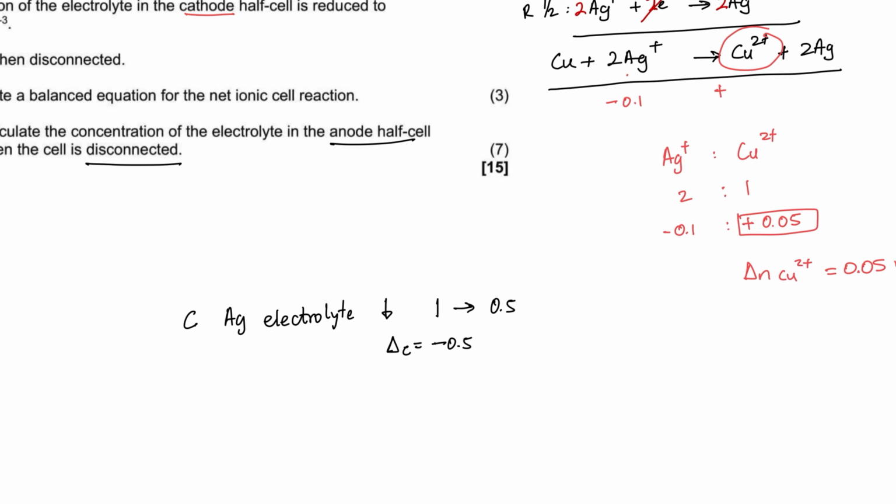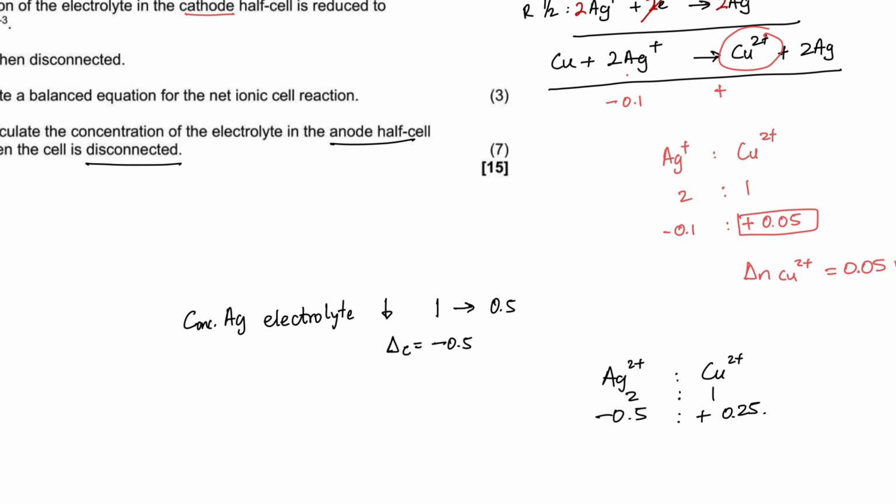Then, because the volume on both sides is the same, and because the starting concentration for both of them was the same, the delta for the concentration of the Cu2+ is going to be in proportion. So what am I saying? I'm saying what we can do is we can do a concentration ratio. So the Ag+ to the Cu2+, this decreased by 0.5. So the ratio is 2 to 1. That means this is going to increase by half of that amount.